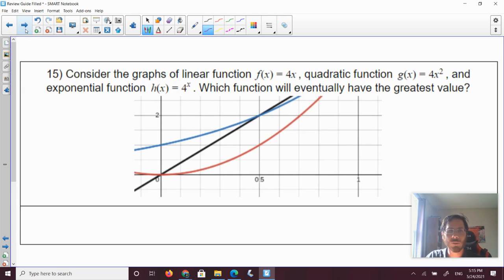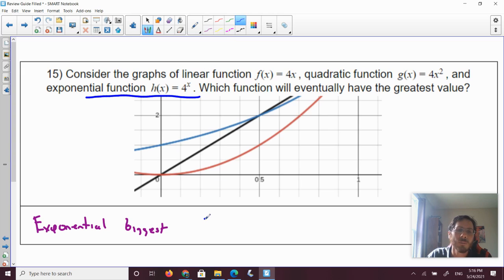For 15, we have to decide which function will eventually have the greatest value. And this one is kind of like vocab. The whole idea is that the exponential is always going to be the biggest at the end. So I have to figure out which of the functions is the exponential. Well, this one's linear, that one's quadratic. h of x here is the exponential one, which in the picture is the blue one. So we're going to pick h of x. That one's the biggest.